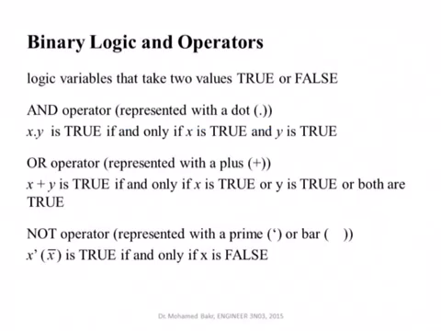Now we move to the second part, which is logical variables and logical operators. A logical variable takes two values, either true or false. For example, if I say it is morning, this is either true or false. So "it is morning" is a variable. It can assume two values, either true or false. True is what we call logic 1. False is what we call logic 0.